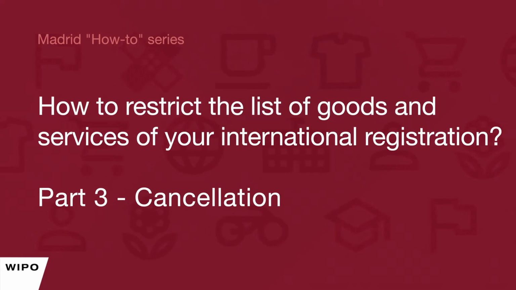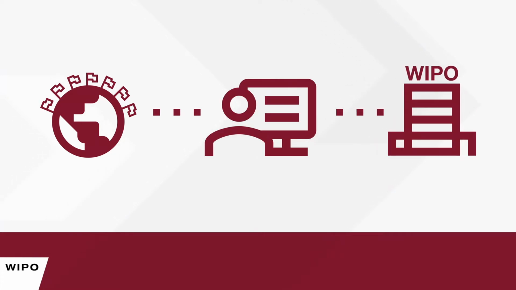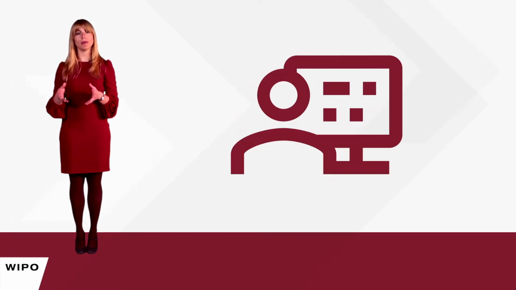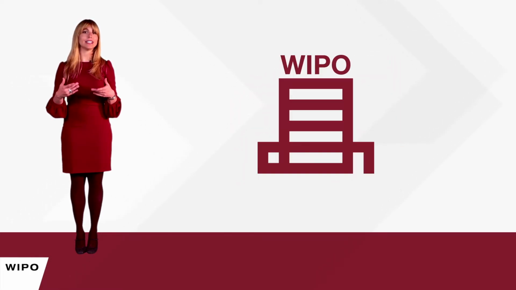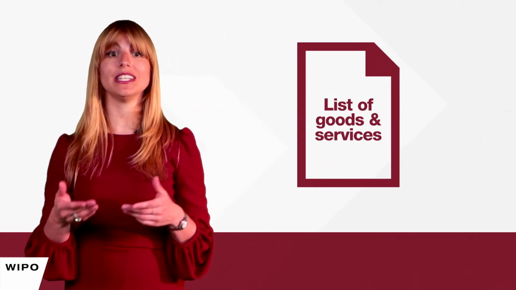Part 3. Cancellation. As you may know, an international registration creates a bundle of national rights that can be administered centrally through WIPO. One of the key benefits of using the Madrid system is being able to manage your international registration centrally through WIPO. In this episode, I am going to show you how to use the Madrid system to adapt the list of goods and services of an international registration in the designated contracting parties to suit your business needs and the markets you operate in.